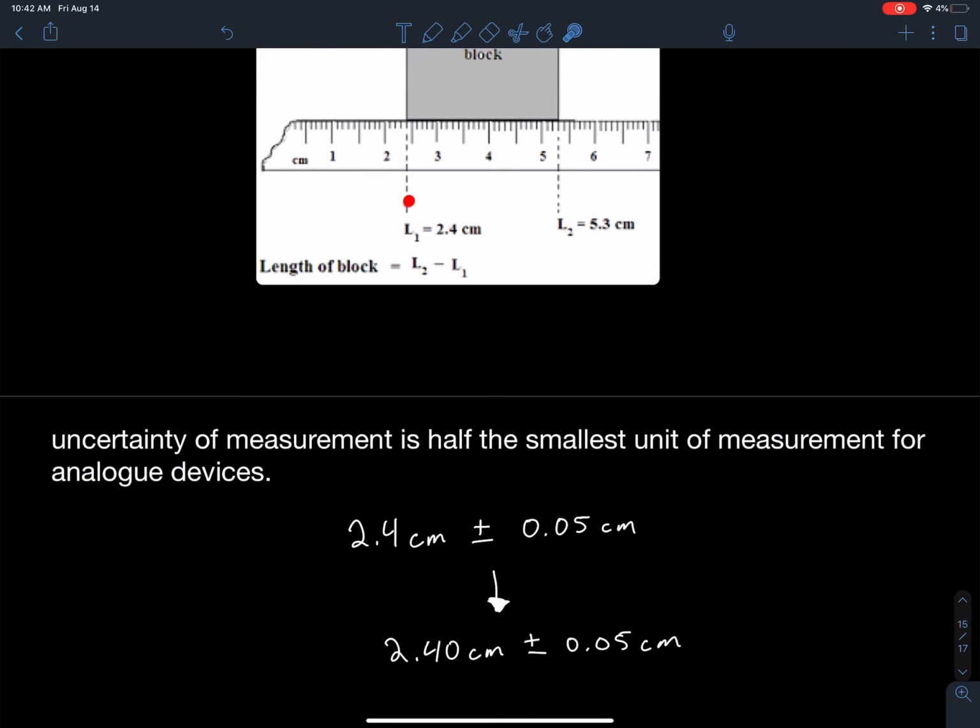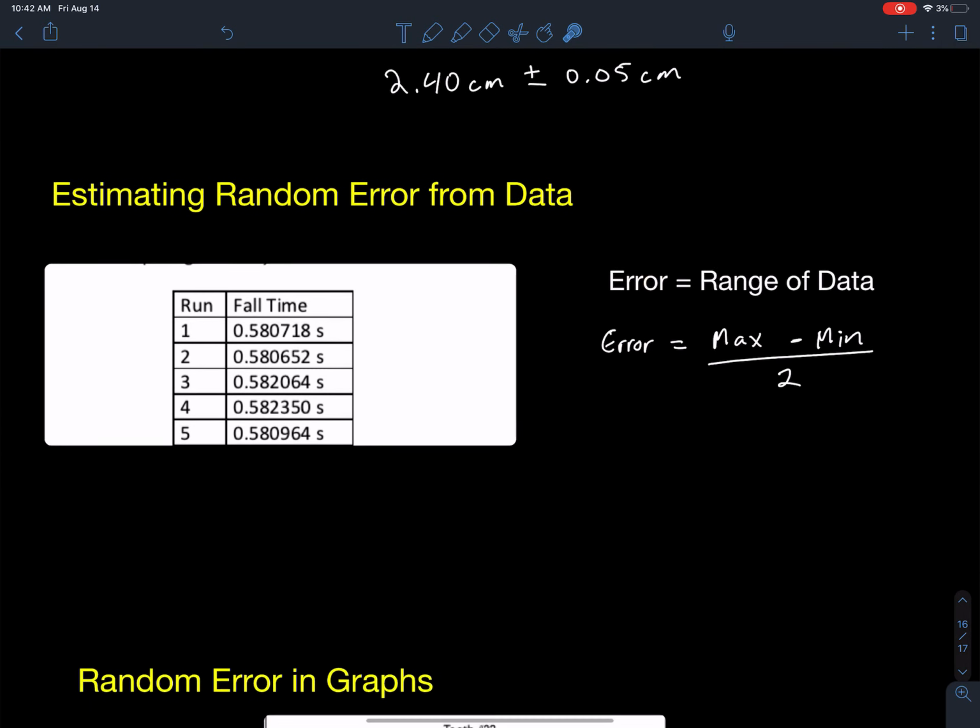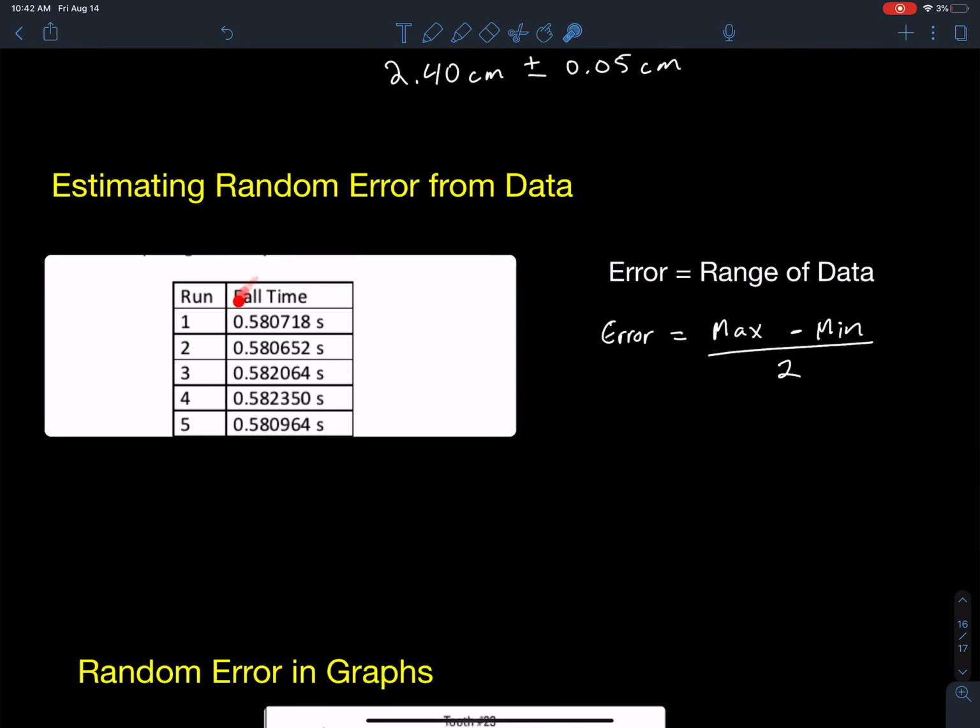Okay, so if I'm looking back at this, that's 2.4 centimeters. But if I want to accommodate for reading error, it's going to be half the smallest unit of measurement, which is a millimeter. Okay, so then it would be 2.4 centimeters plus or minus half a millimeter, which is 0.05 centimeters. Oh, 0.05? Yes, half a millimeter. Okay, and then I would change this value to 2.40 centimeters plus or minus 0.05 centimeters because the accuracy of my measurement has to have the same decimal places. All right, now I can also estimate random error by just looking at the data.